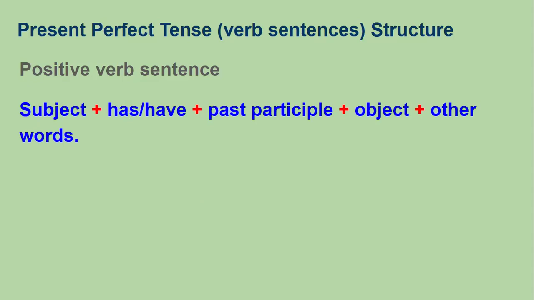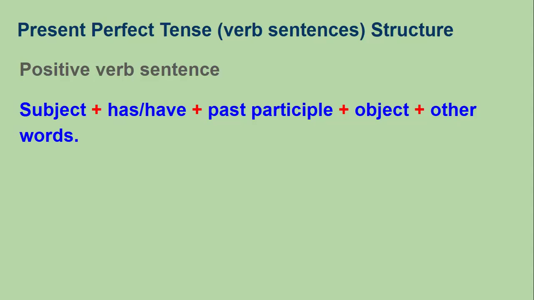Remember, the past participle is just the third form of the verb, V3. Remember, we've got V1, V2, and V3. V1 is the first form, the infinitive. V2 is the past form. V3 is the third form, the past participle. For example, for the verb eat, like eat food. The infinitive is eat, V1. Then the V2, the past form, the second form is ate. And the V3, the past participle, or the third form is eaten.